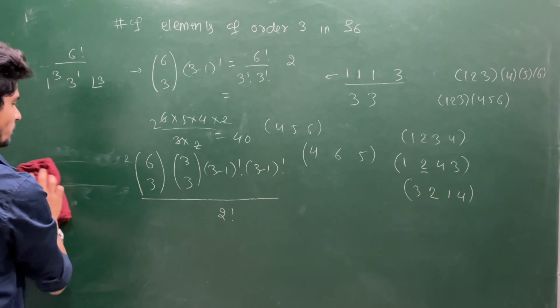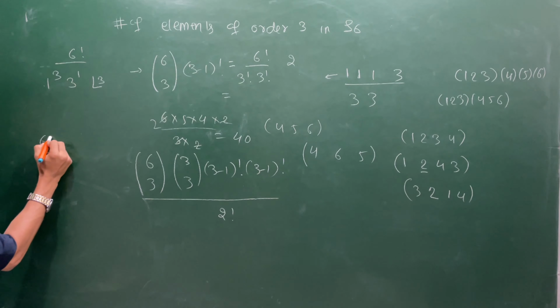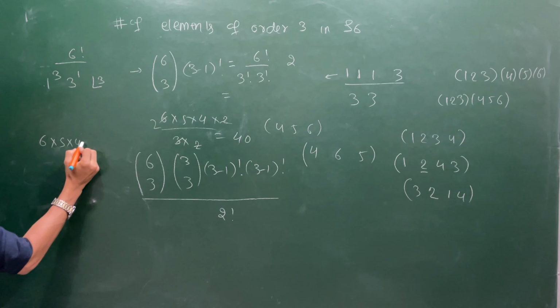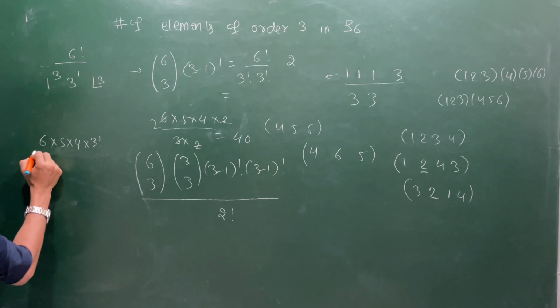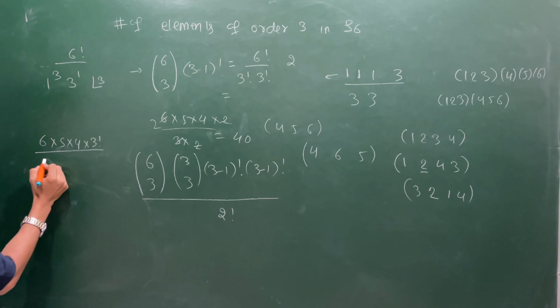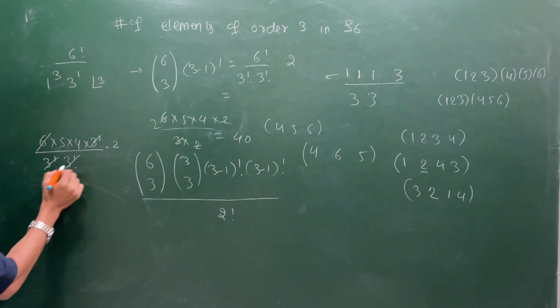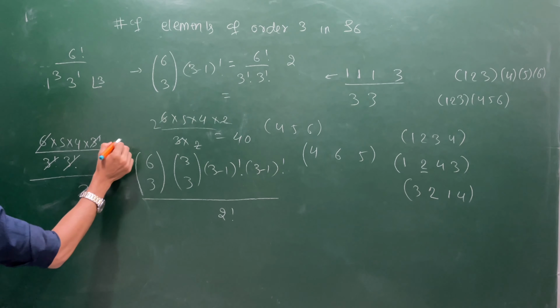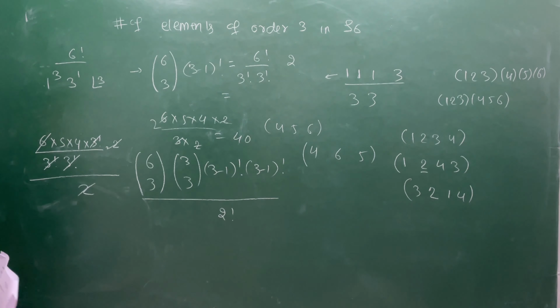Let me write explicitly. This will be 6 into 5 into 4 into 3 factorial. Here you will have 3 factorial into 2. So this 3 factorial will cancel out with this 3, this 3 will get cancelled out with this 3, and this 2 will get cancelled out with, we are having 2 2's, so this 2 will get cancelled out with this 2. So you will be having 5 into 4 into 2. So the elements will be 40.